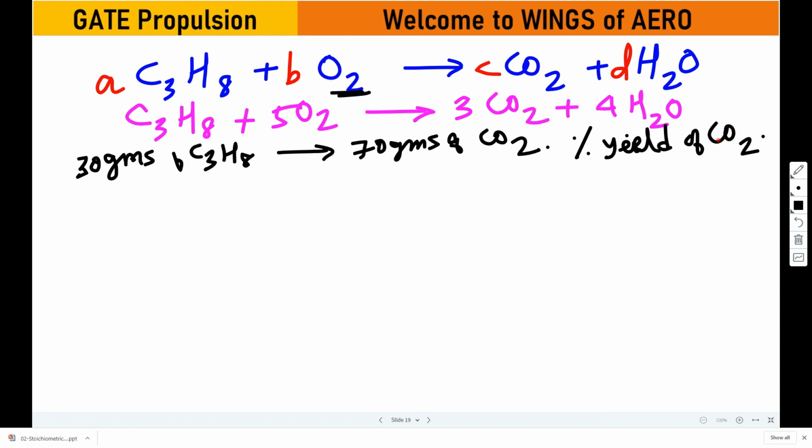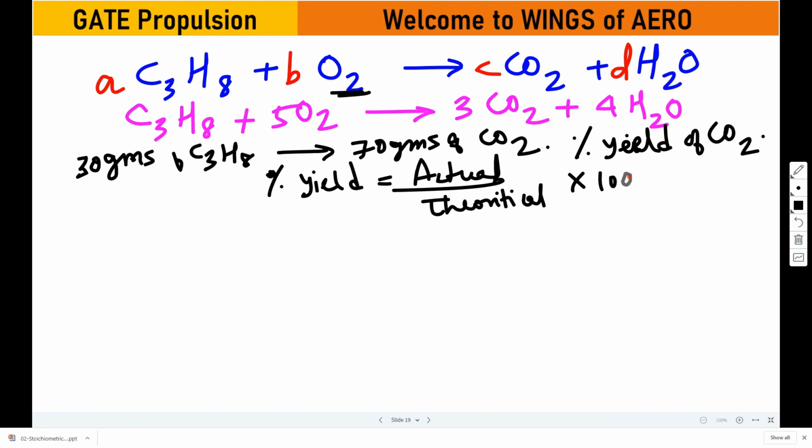Now in this kind of problem, how to solve? First of all, remember the formula, note down the formula. Percentage of yield equals actual by theoretical into 100, in terms of percentage. Whatever they are asking, that particular value you have to find, of the actual and the theoretical. Here in this question they have given the actual value, and using this balanced equation we have to find the theoretical one.